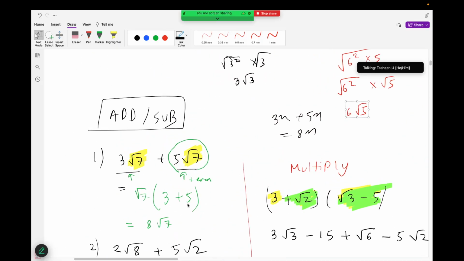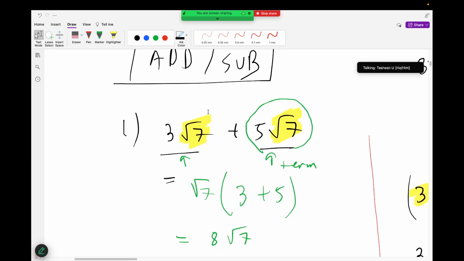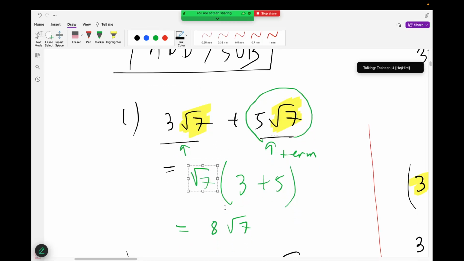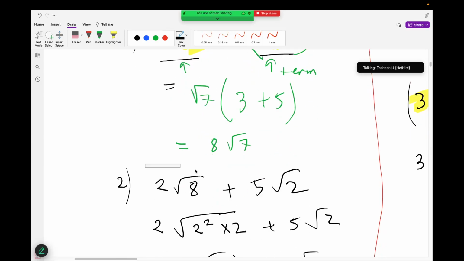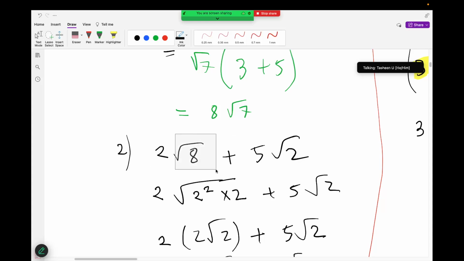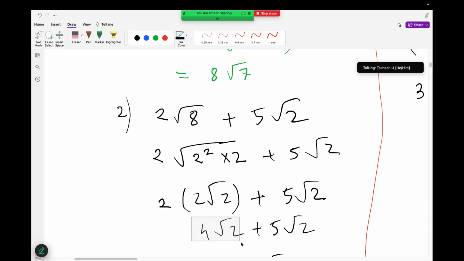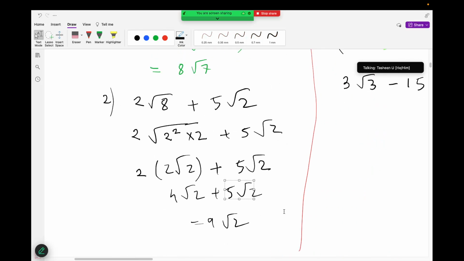If we were to add or subtract, let's say we're adding 3 root 7 plus 5 root 7, because you have the same root, you can add them, you can take root 7 as common, so that would be 8 root 7. If you have something like 2 root 8 plus 5 root 2, what happens? You can't add root 8 with root 2 directly, so change this root 8 to root 2 first, which is 4 root 2, and then add with 5 root 2, making it 9 root 2. So this is how we do addition and subtraction.